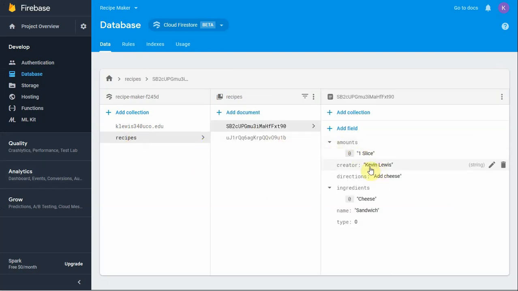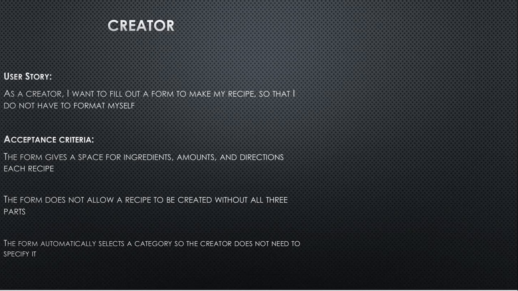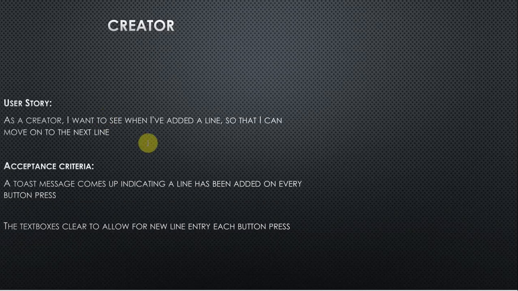And here we have a new recipe. Creator Kevin Lewis. Ingredients: cheese, name sandwich, type 0, and amounts 1 slice. As a creator, I want to see when I've added a line so that I can move on to the next line. And a toast message comes up indicating a line has been added on every button press, and the text box is clear to allow for new line entry on each button press.